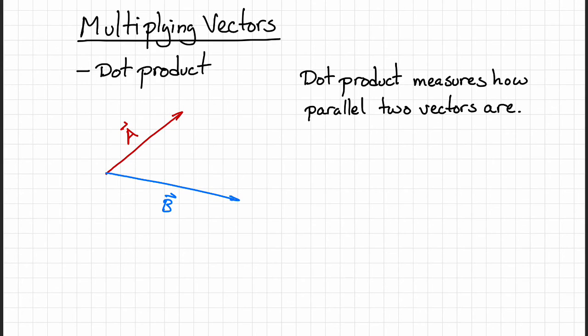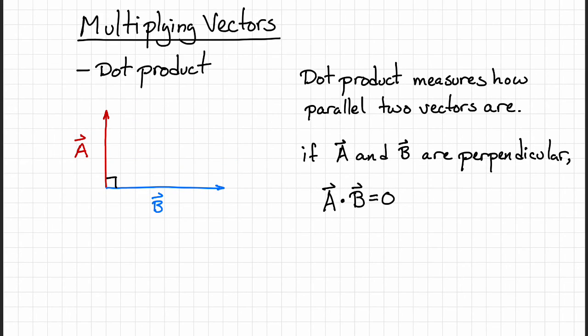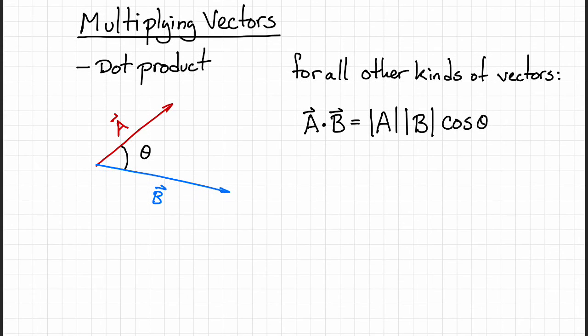The dot product measures how parallel two vectors are. If two vectors are parallel, their dot product is the product of their magnitudes. If two vectors are perpendicular, their dot product is 0. For all other vectors, the dot product is the magnitude of the first times the magnitude of the second times the cosine of the angle between the two vectors.